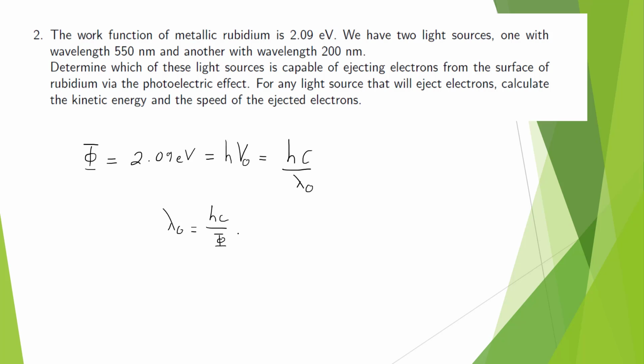And we know that Planck's constant is 6.626 times 10 to the negative 34 joule seconds. And we know that the speed of light is 3 times 10 to the 8 meters per second.